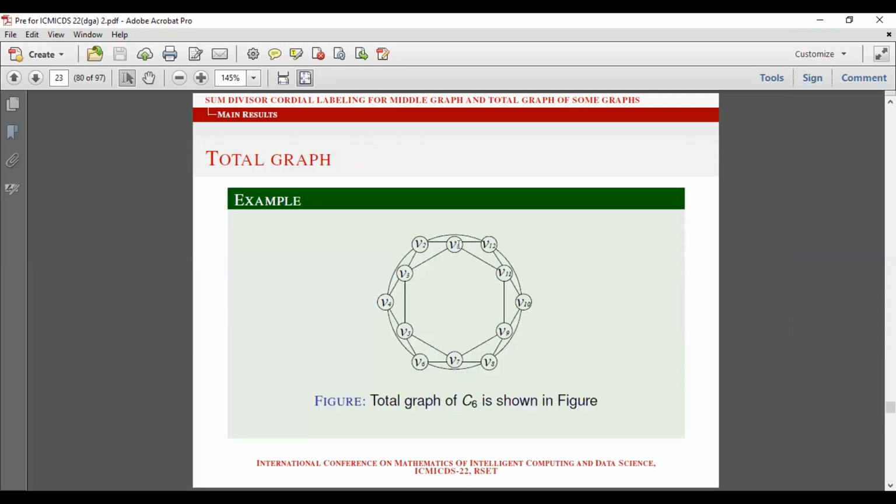That means this is the main cycle, V1, V3, V5, V7, V9, and V11, the vertices having odd numbers, which is the main cycle. And the vertices having even numbers are the newly added vertices, V2, V4, V6, V8, V10, and V12. So this is the total graph of the cycle having 6 vertices.